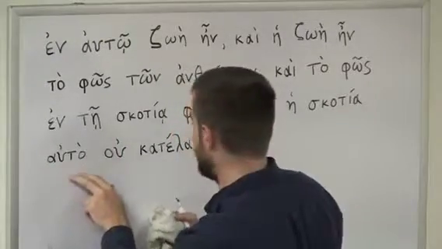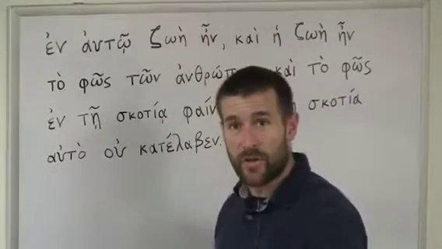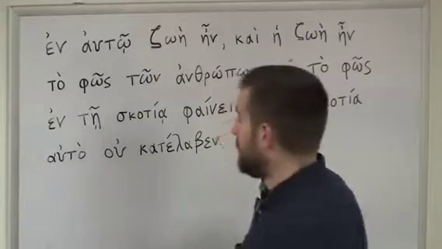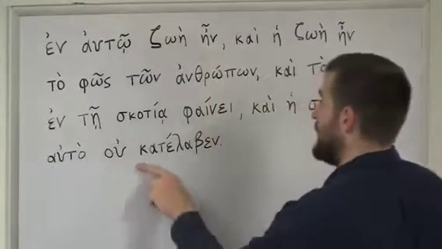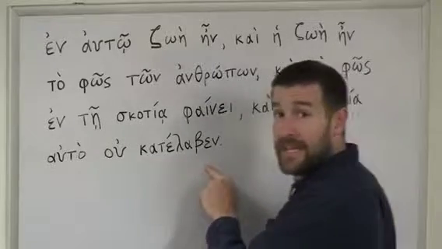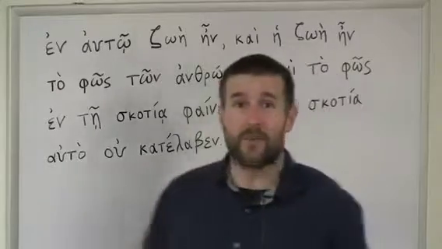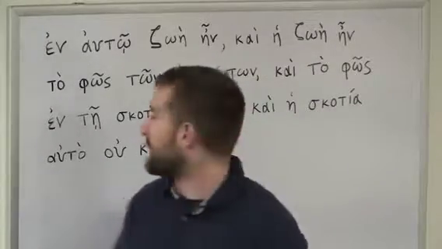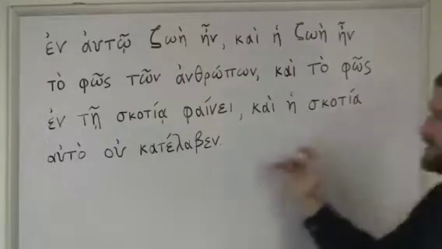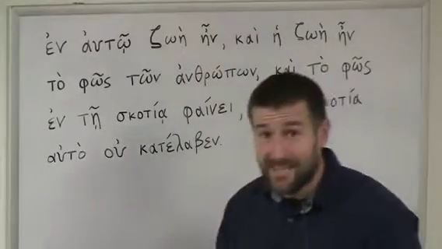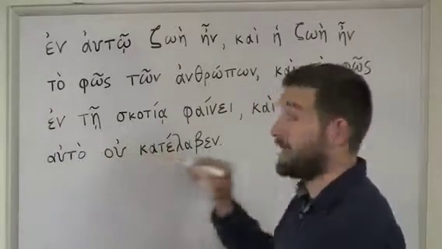Afto, accusative. U means what? We just learned it in the last lesson on verse 3. U means not, because we learned the word uthe, which contains this within it. And then katelaven is the comprehended part of the verse, or understood. What does it mean to comprehend? To understand something, right? So this last phrase is keiskotia, and the darkness, afto, it, not comprehended.